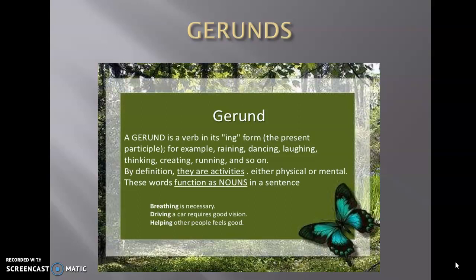Breathing is necessary. What is the name of an activity that is necessary? Breathing. So, breathing is a gerund. Helping other people feels good. What feels good? What is the name of the thing that makes people feel good? Helping. So, names of activities ending in ing, acting as nouns. These are gerunds. They don't act as verbs, they act as nouns.